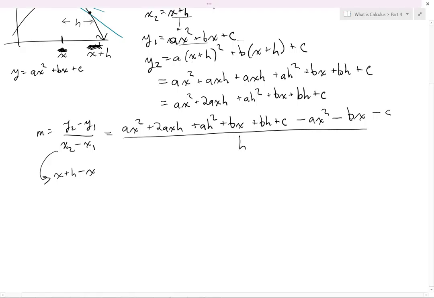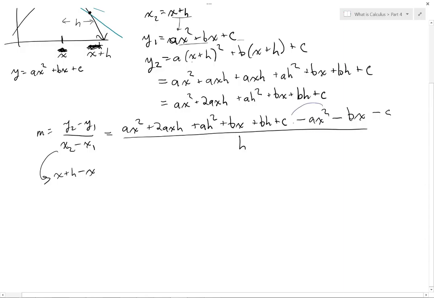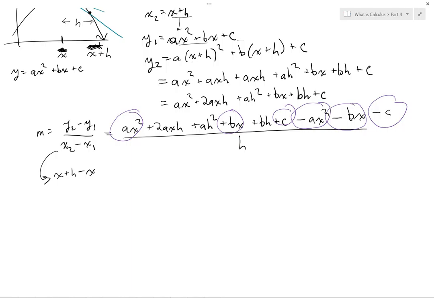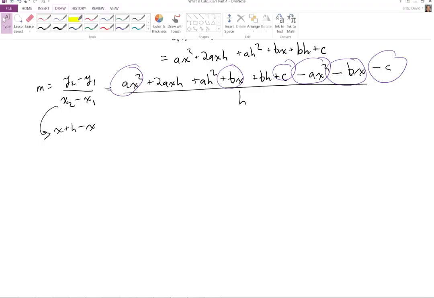But again, let's take a look at this. We have some things that will combine here. We have an ax squared and a negative ax squared. We have a bx and a negative bx. We have a c and a negative c. So the c's cancel out. That's why you don't see any c in the vertex formula. It has nothing to do with c, which just moves the parabola up and down. It doesn't do anything to change the shape, or the x value of the vertex. It just moves the entire parabola up and down.